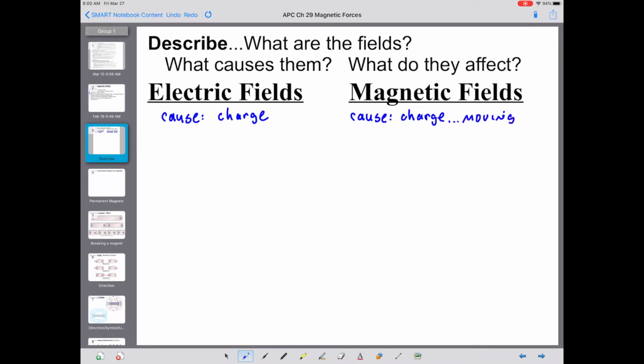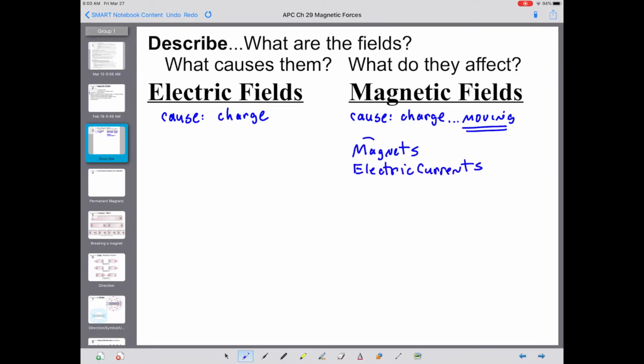So, any charge causes an electric field. Once you have that charge moving, then it will cause also a magnetic field. So if we consider things that produce magnetic fields, we have regular, ordinary, permanent magnets, and also electric currents, which we'll get into more detail on.